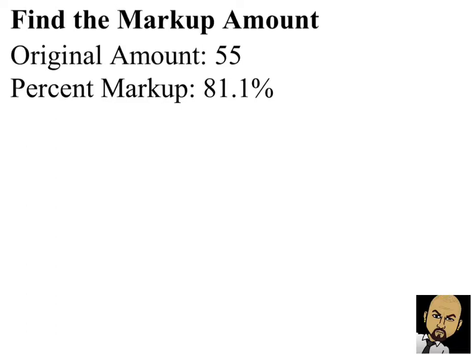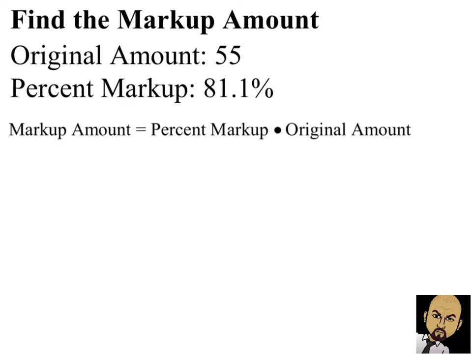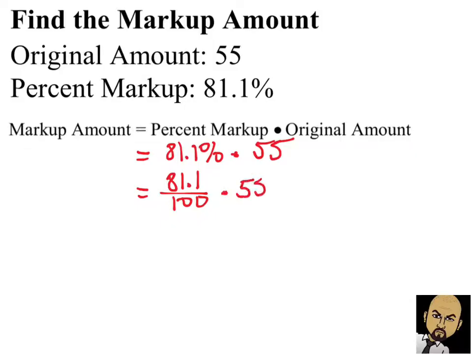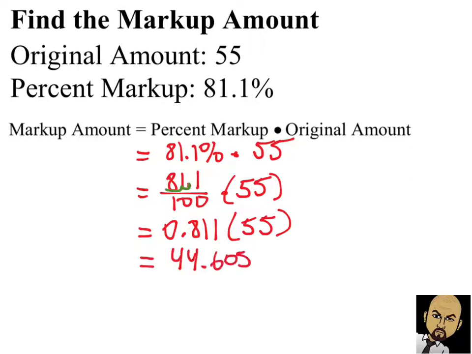All right, then I'm also going to throw out some decimals. Here, we're going to use the same thing, find the markup amount. So we're going to use the formula. Let's substitute the percent markup, which is 81 and 1/10%. And the original amount is 55. Let's write 81 and 1/10% as a fraction, 81 and 1/10 per 100. Multiply by 55. And 81 and 1/10 per 100 means 81 and 1/10 divided by 100. And so you're going to move the decimal over 2 places. And so you end up with 0 and 811 thousandths times 55. And then you're going to go ahead and multiply.